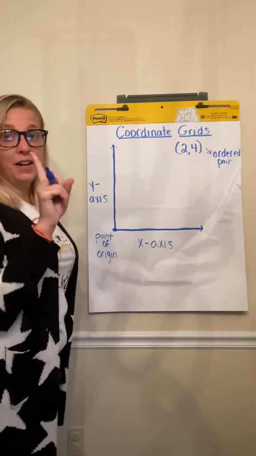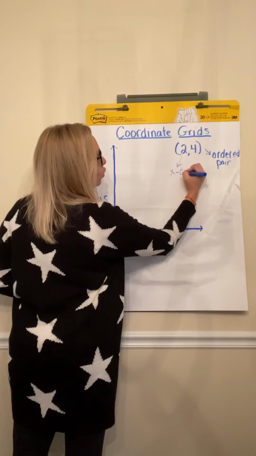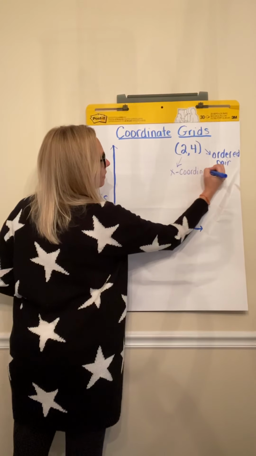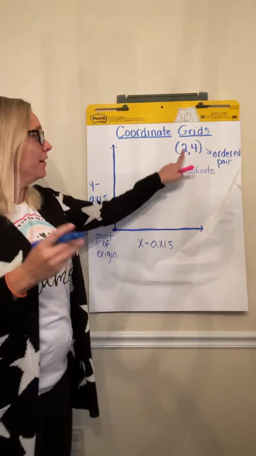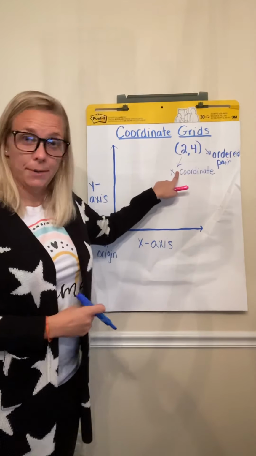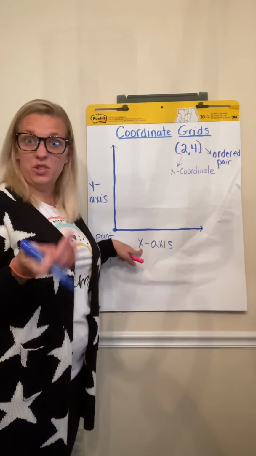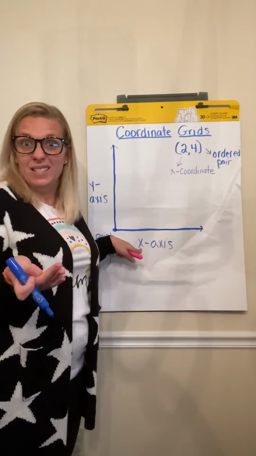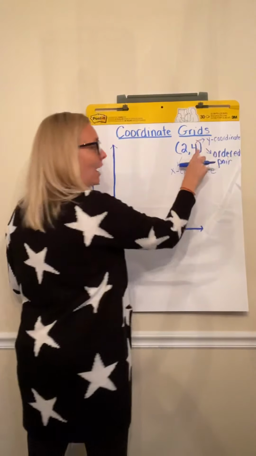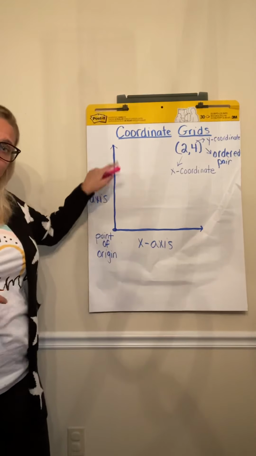The very first number in the ordered pair is always called the x coordinate. Okay, so the very first number in the ordered pair is the x coordinate. And this tells you how far you're going to move on the x-axis, which makes sense, right? X coordinate, x-axis. And in the same boat, the second number, and I'm going to run out of room, I'm going to have to go up here, is called my y coordinate. And this number tells me how far to move on the y-axis, okay?